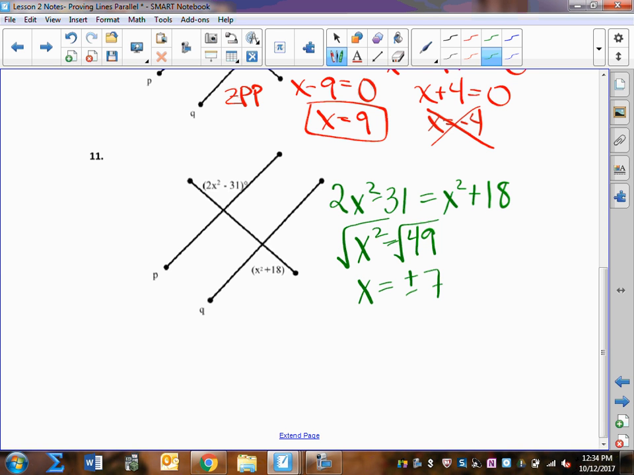Now, we need to check these. If I take positive 7 and put it back in, will I get an overall positive value? Yes. If I take negative 7 and put it back in, will I get overall positive? Yes. So here we are actually taking both values. There are two potential x's that will make those angles equal. One of them is probably going to be acute, and one will be obtuse.